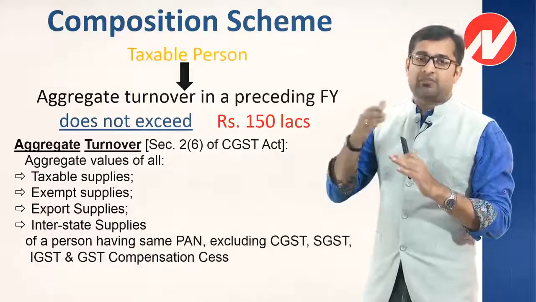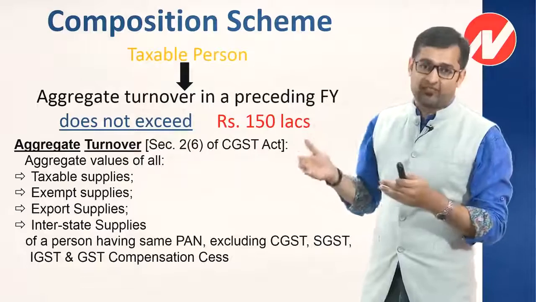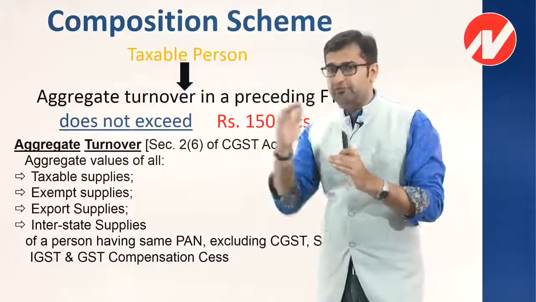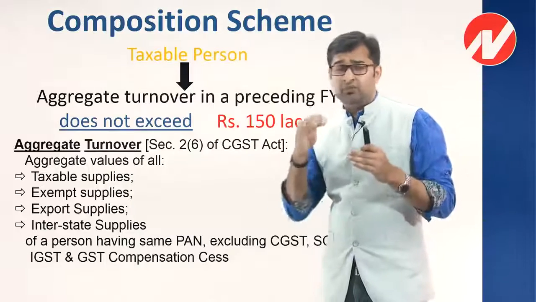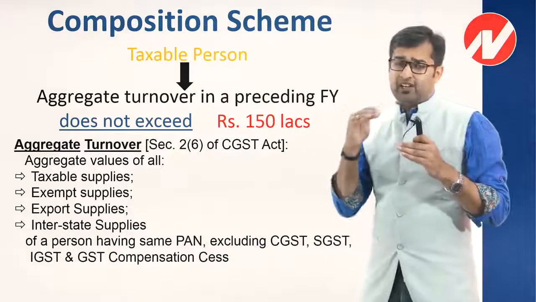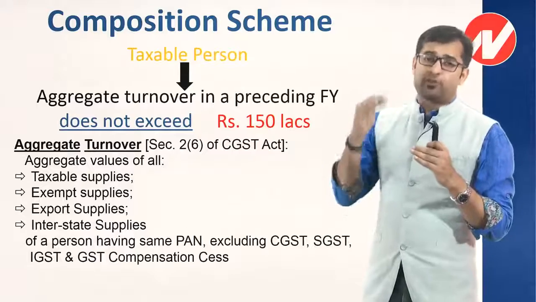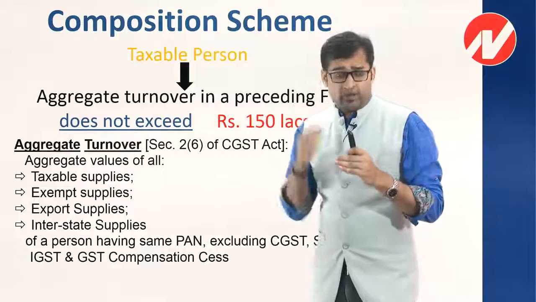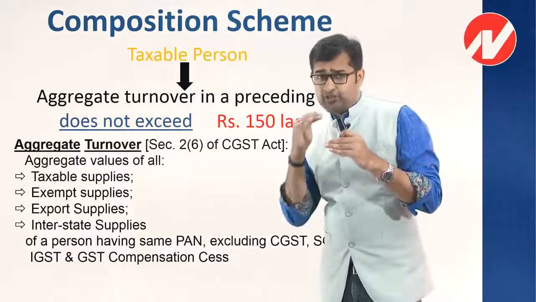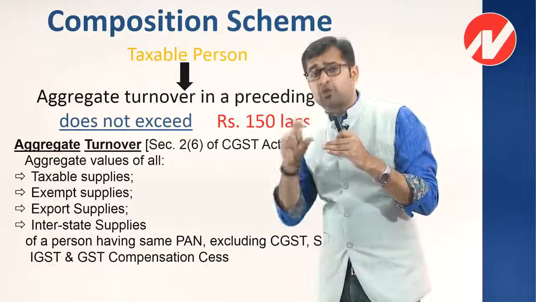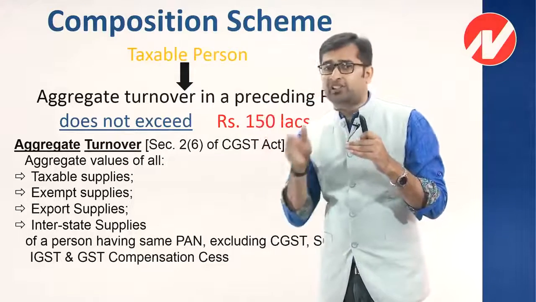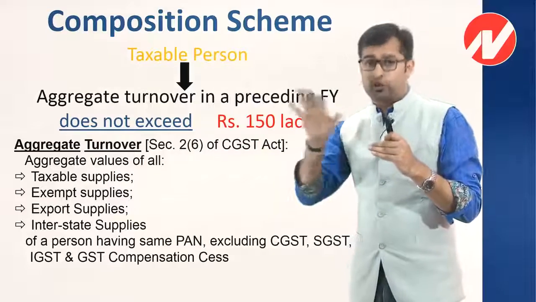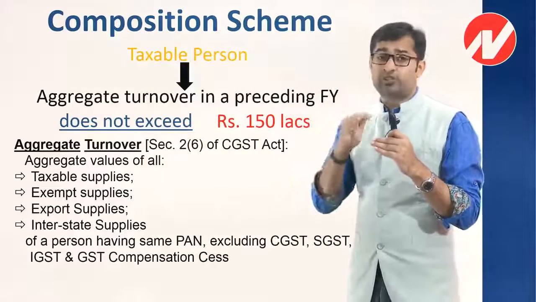So otherwise, from 1 February 2019 itself 150 lakh has come, whereas earlier it was 100 lakh. But as of now, suppose the limit for 18-19 is 150 lakhs. Let us say on 1st February 2019 itself I am crossing 150 lakhs. Now the point is, when you cross 150 lakhs on 1st February 2019, for the February and March period I cannot remain in the composition scheme because my limits have been crossed. So I am nowhere eligible for composition scheme in the current year.